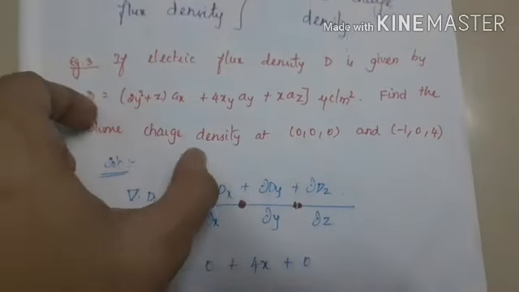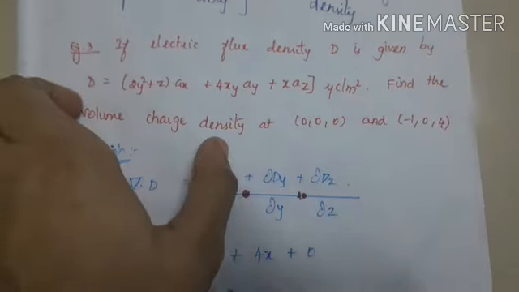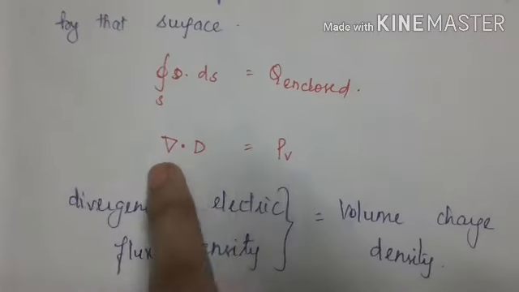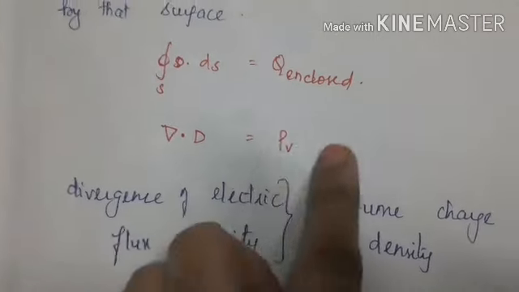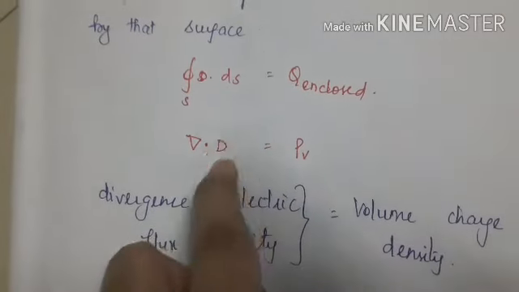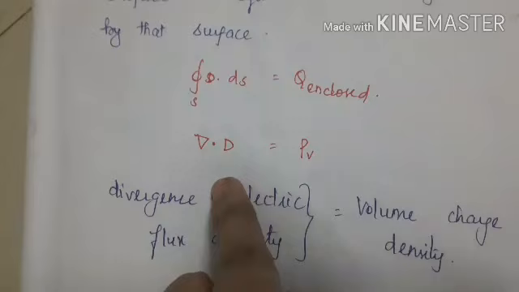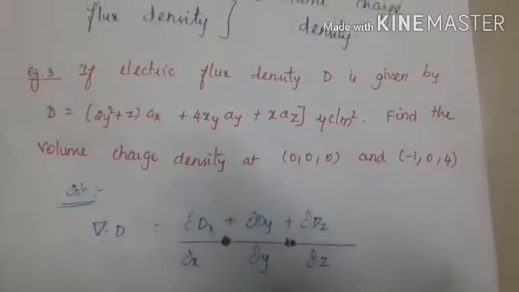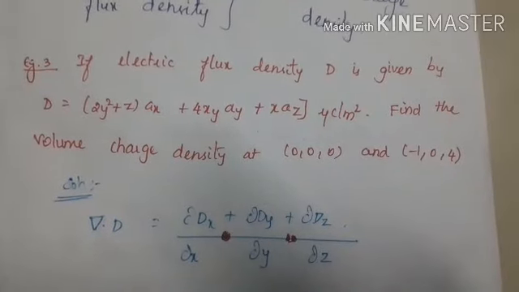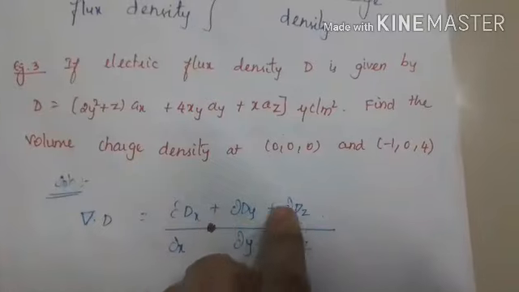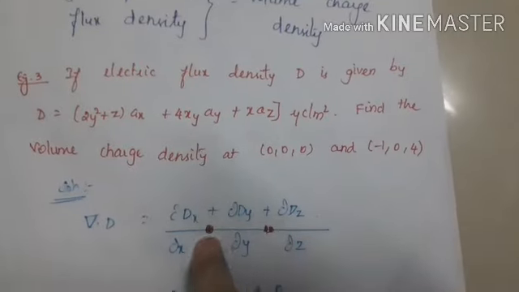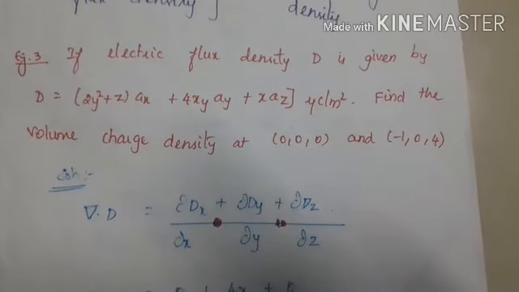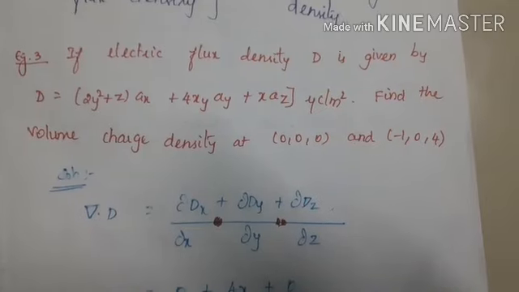So we can simply use the point form of Gauss law, that is del dot D is equal to rho V. They are asking us to find this volume charge density, and they have given the electric flux density. Now we have to substitute in the formula. Del dot D is equal to, we have to split out the line. I just drew a single line, but it is split over here: dou Dx by dou x plus dou Dy by dou y plus dou Dz by dou z.